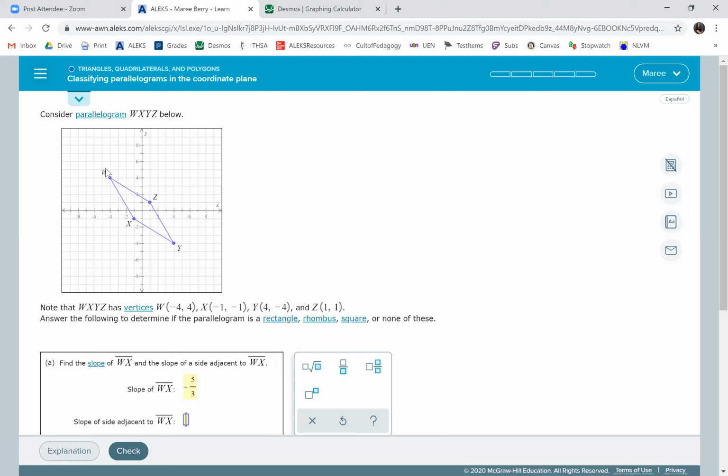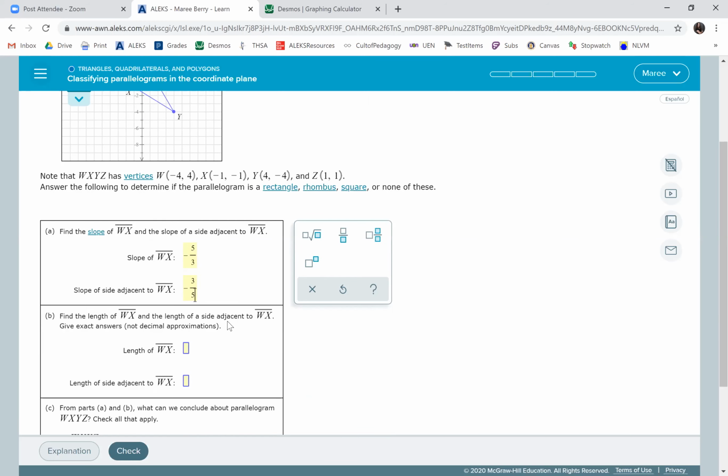Side adjacent to WX, so we just have to pick either WZ or XY. So adjacent just means right next. Let's just do WZ. And that's also a negative slope. So it's going to be 1, 2, 3 divided by 1, 2, 3, 4, 5. So -3/5. Whoa, opposite, but they're not reciprocals. These are both negatives. Wait a minute. Is that true? Are all the slopes negative?